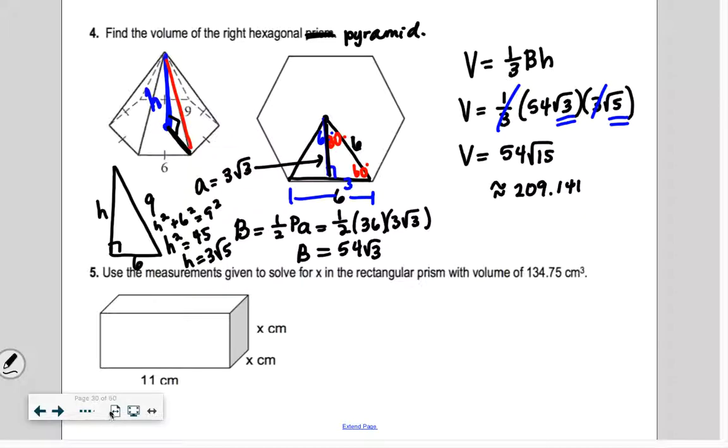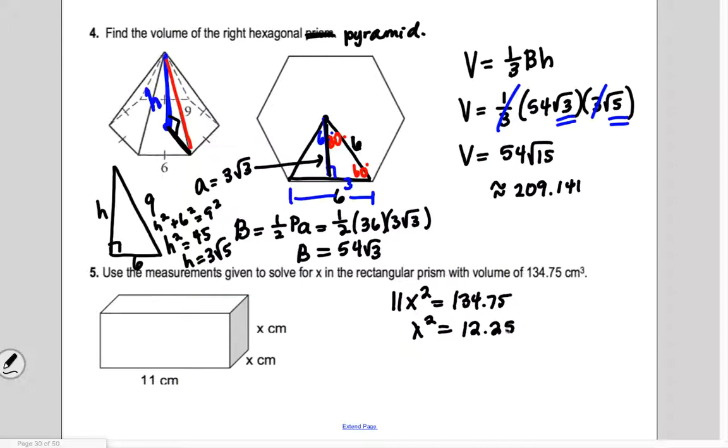All right, so number 5. Use the measurements given to solve for x in the rectangular prism with a volume of 134.75. So now I'm going backwards. I have the volume. I want to find x. How do I set up this equation? 11 times x squared equals 134.75. So we divide by 11, and I get x squared is equal to 12.25.